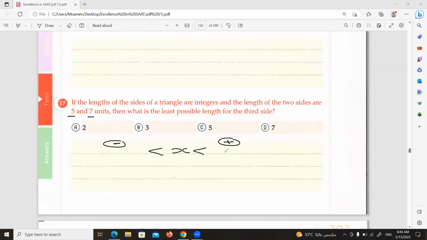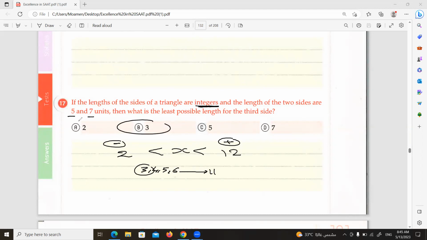7 plus 5 equals 12. And here 7 minus 5, of course the big number minus the small number, the length cannot be negative, so it will be 2. So the third side is between 2 and 12. And he said here it's an integer, which means there is no decimal point. So after 2, we have 3, 4, 5, 6, and so on until you reach 11. The possible least one is 3. So the answer will be 3.